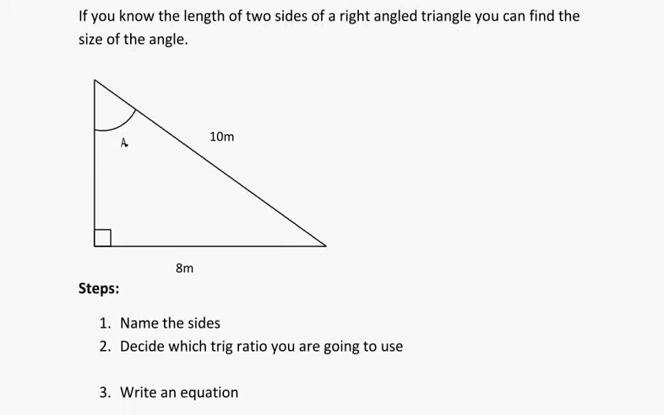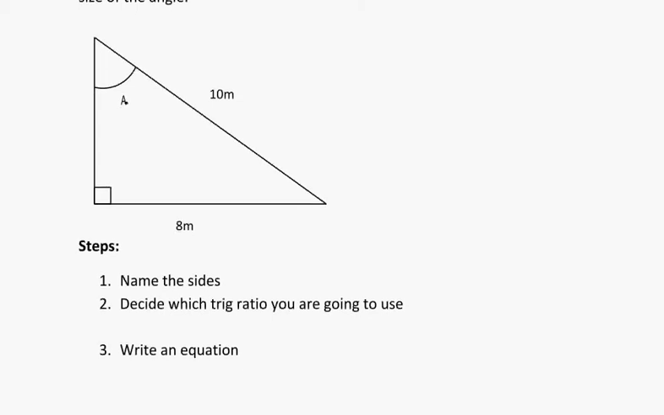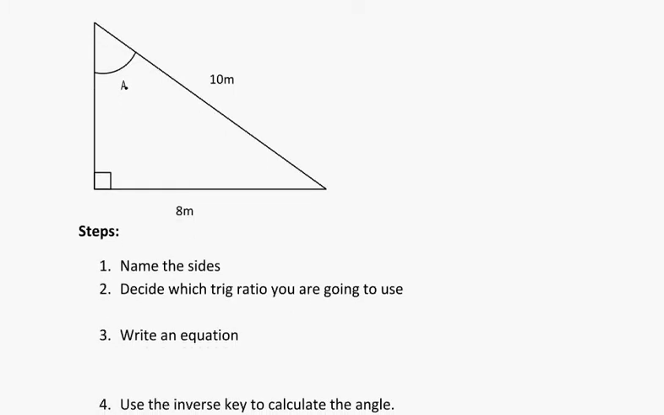Here we've got a triangle, one side is 10 meters, the other side is 8 meters, and we have to find angle A. So the first thing to do, just like before, is name the sides. Here's our angle A, and so the 8 meters is the opposite side. Opposite the right angle is the 10 meters, and so that is the hypotenuse. So remember from our triangles that the one we're going to use is the sine.